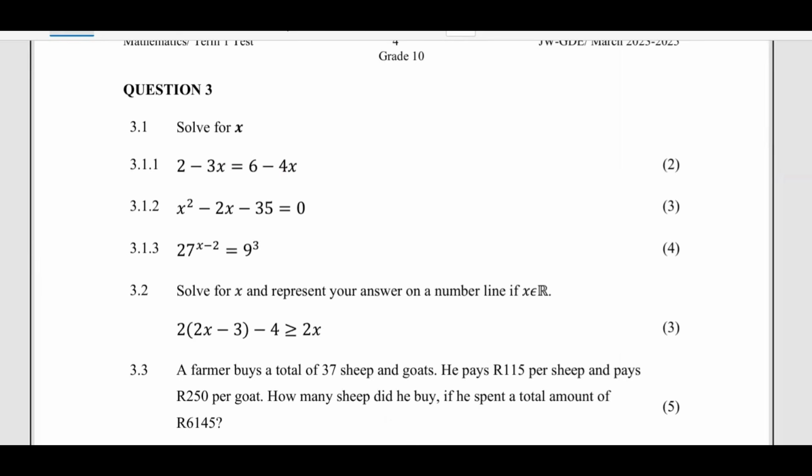So this is specifically to do with the equations. Solve for x, so they're telling us that 3.1.1 is a linear equation because the exponents are just 1. So with linear equations, the aim is to isolate the unknown. So move this 4 to that side, move this 2 to that side. So 4x becomes positive, the 3 is still negative, is equal to 6 minus 2. So 4x minus 3x is gonna be x. 6 minus 2 becomes a 4. That's our answer.